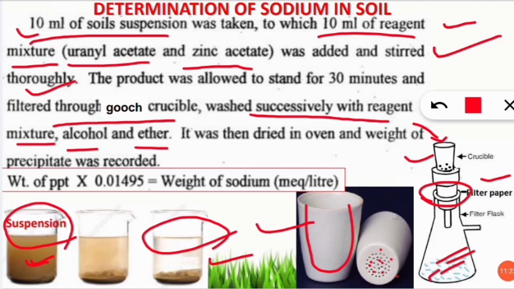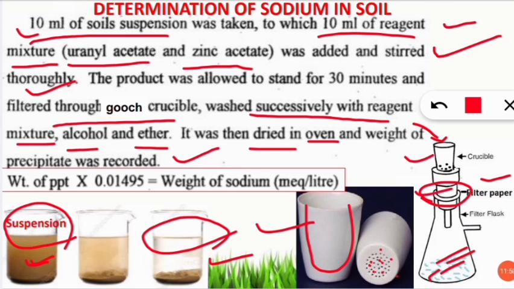What we will do next is, it is then dried. This filter paper is dried in the oven and the weight of the precipitate is recorded. We'll weigh the filter paper first, that is the pre-weight. Then after the experiment has been done and it is dried in the oven, we will weigh the filter paper again. After we subtract the pre-weight, we will get the amount of precipitate which has fallen on that filter paper.